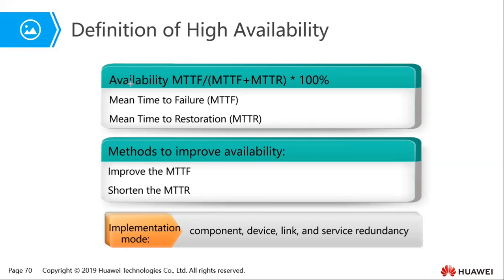Now, in order to do this, there are two parameters that we must understand. One of them is known as MTTF, or mean time to failure, and the other one is known as MTTR, mean time to restoration. Some people also call it mean time to repair. Now, availability is a component that is calculated from this formula. And this formula, as you can see, simply includes the mean time to failure and the mean time to repair or restoration. Now, what is mean time to failure?